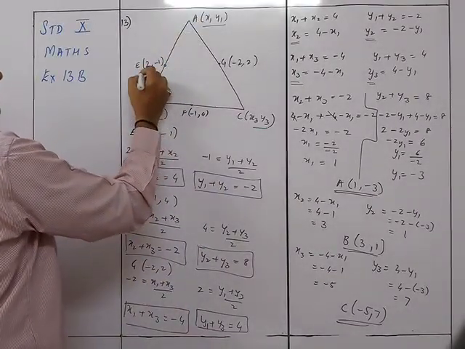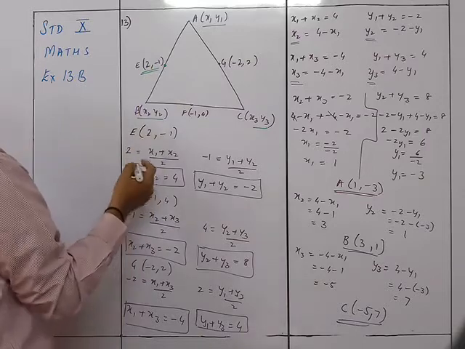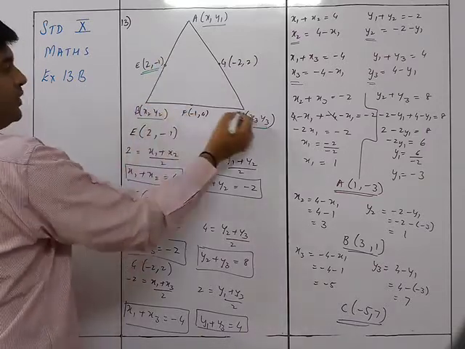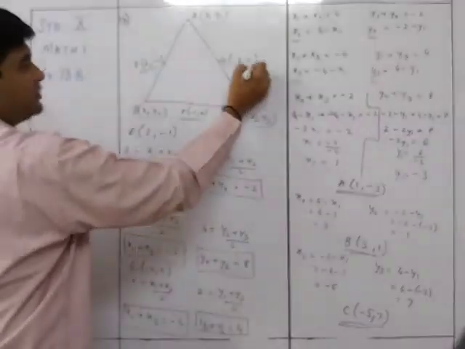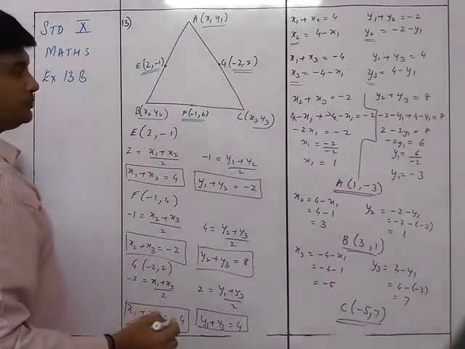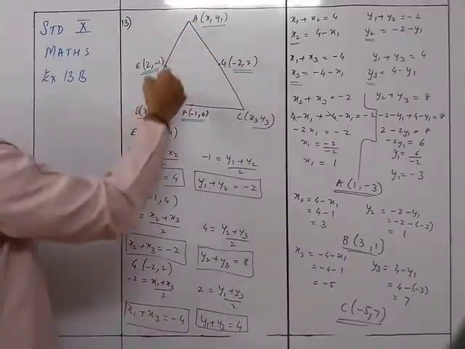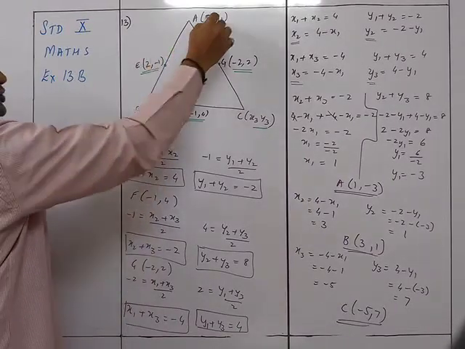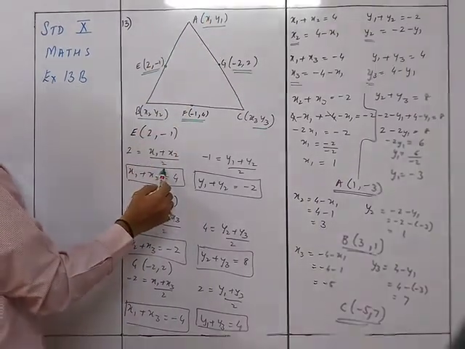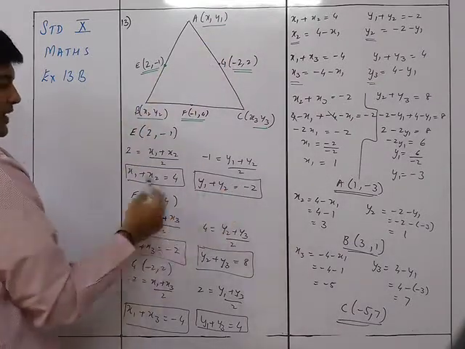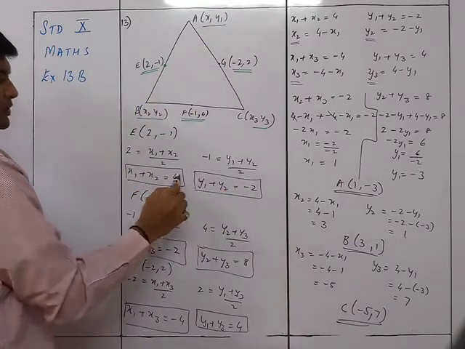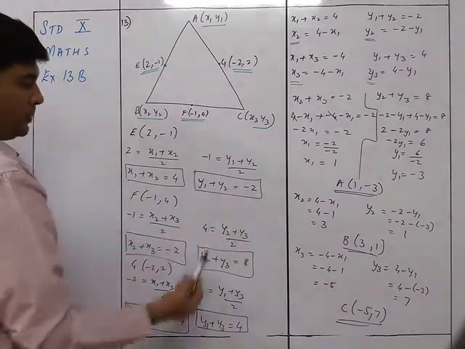We have taken E as the midpoint of AB, which is 2 comma minus 1. F is the midpoint of BC, which is minus 1, 4. And G is the midpoint of AC, which is minus 2, 2. So according to the formula, I have got 2 is equal to x1 plus x2 upon 2, and minus 1 is equal to y1 plus y2 upon 2. Accordingly, we have the equations x1 plus x2 is equal to 4, y1 plus y2 is equal to minus 2.